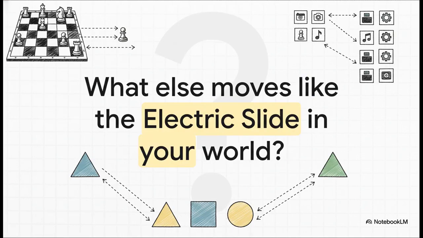So, now you see it, you know the hidden choreography, the rules of the geometric electric slide, and I bet you're going to start seeing it everywhere. So think about it. From the pieces on a chessboard to the apps on your phone, what else in your world moves with that same simple, perfect precision? You'll be surprised.